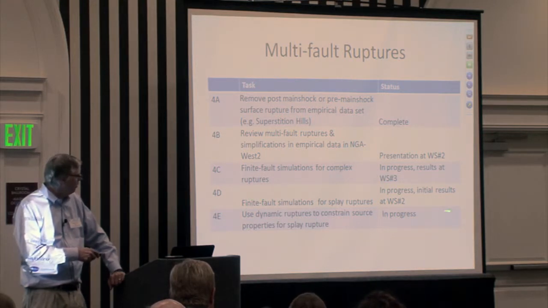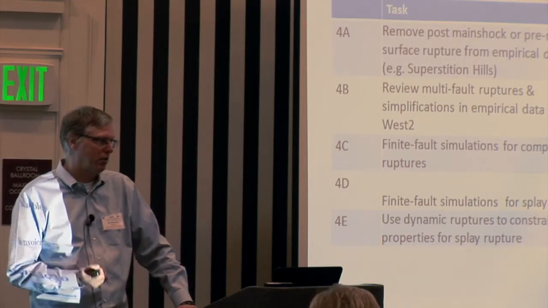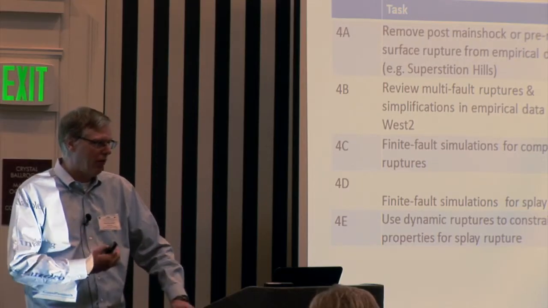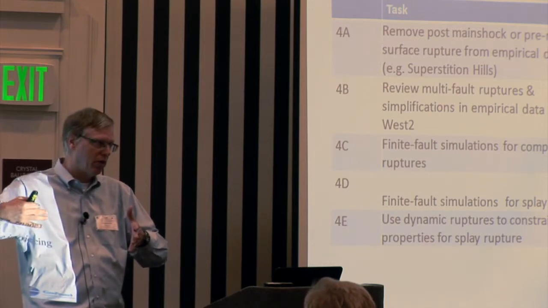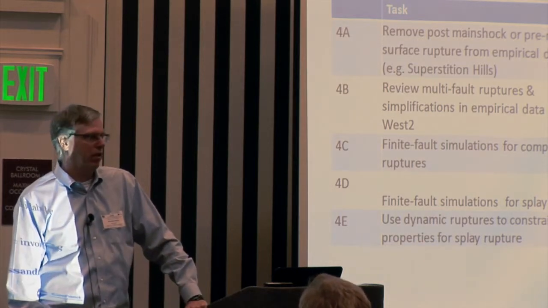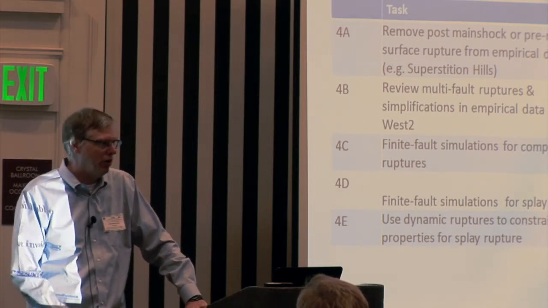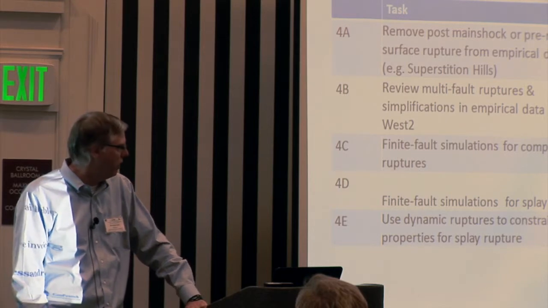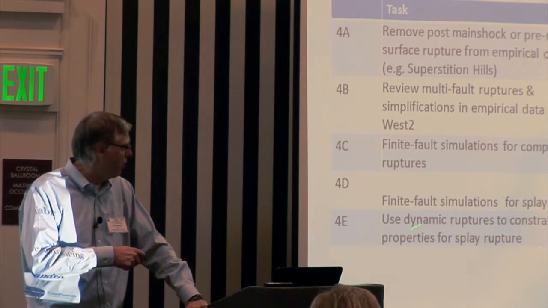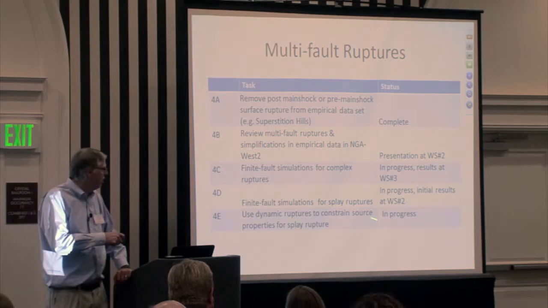Then the last part, we're also looking at moving from kinematic simulations to dynamic simulations to help constrain the source properties of this splay fault. If you're going to have a main fault rupture and then another rupture coming off to the side, what does that side rupture look like? Is it the same behavior as just a smaller earthquake, or is it different, and how do we piece all that together? Dynamic rupture models let us start to answer that question.